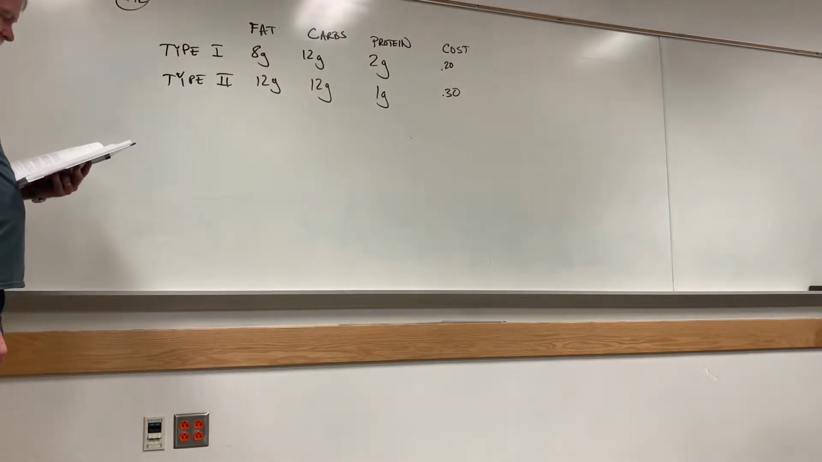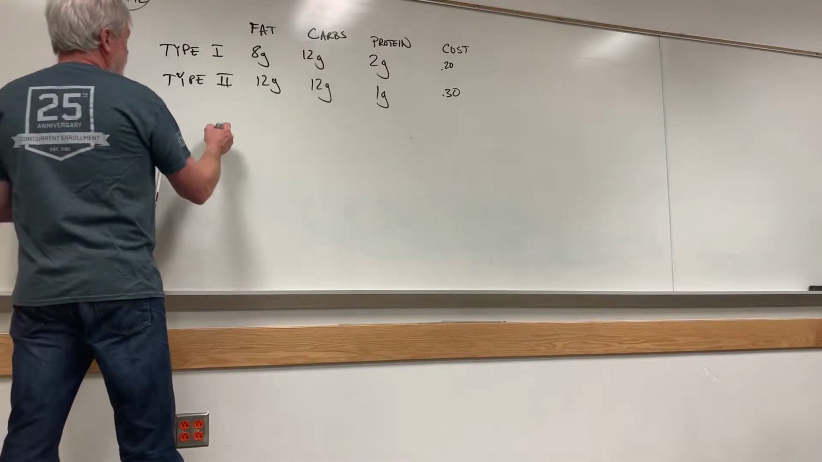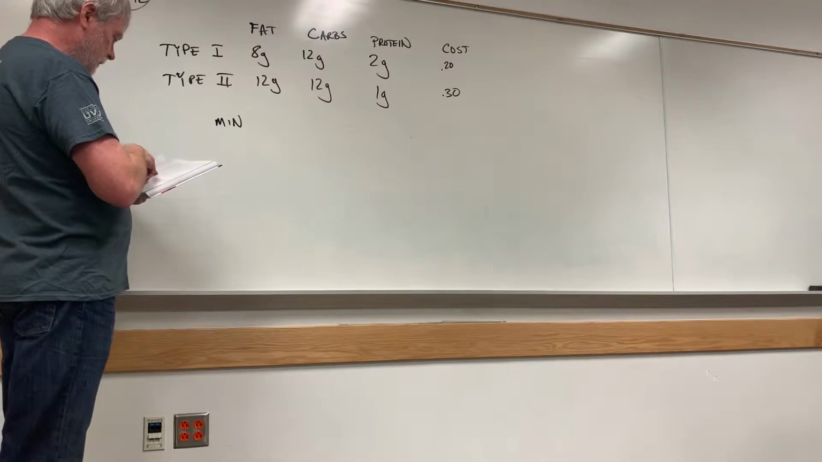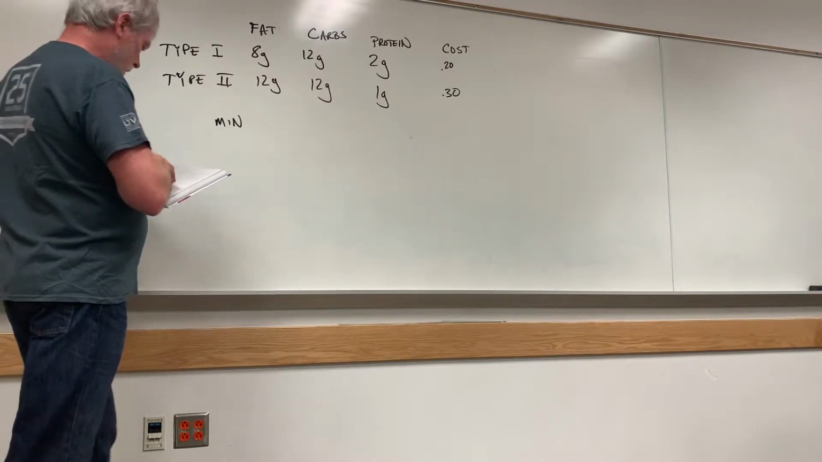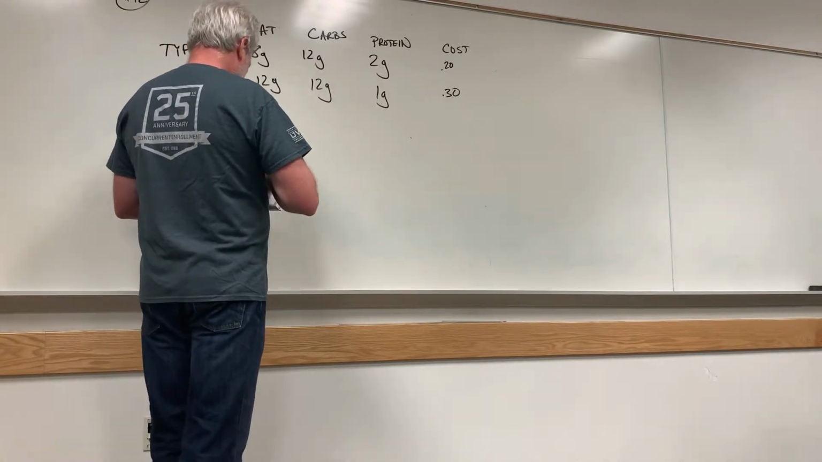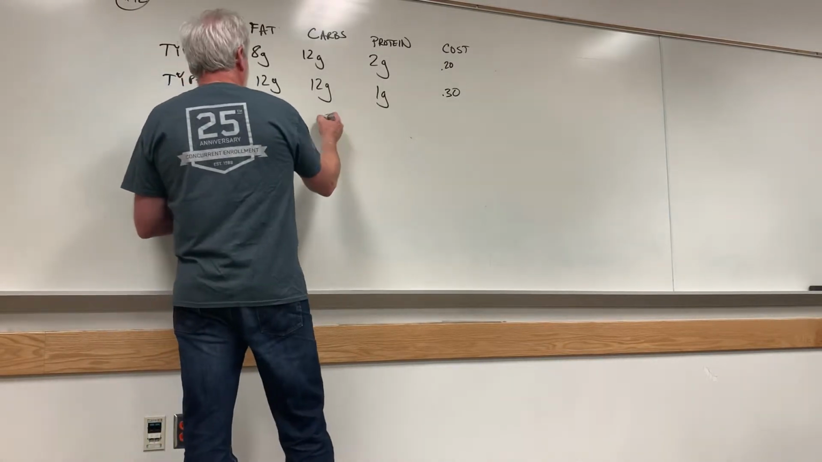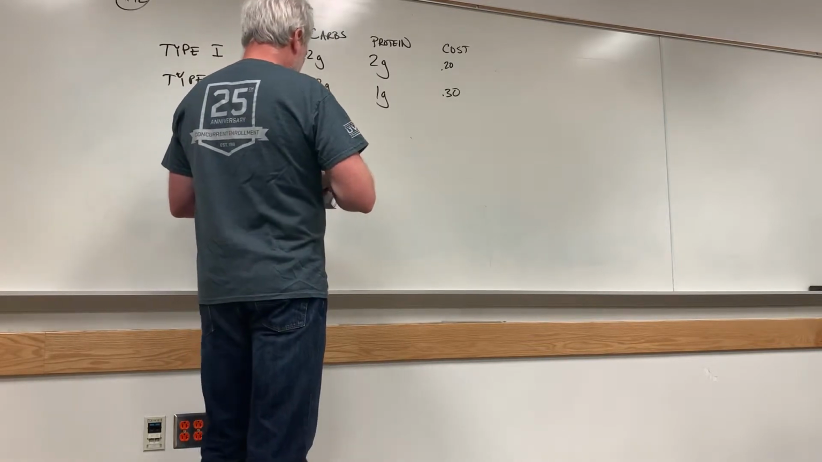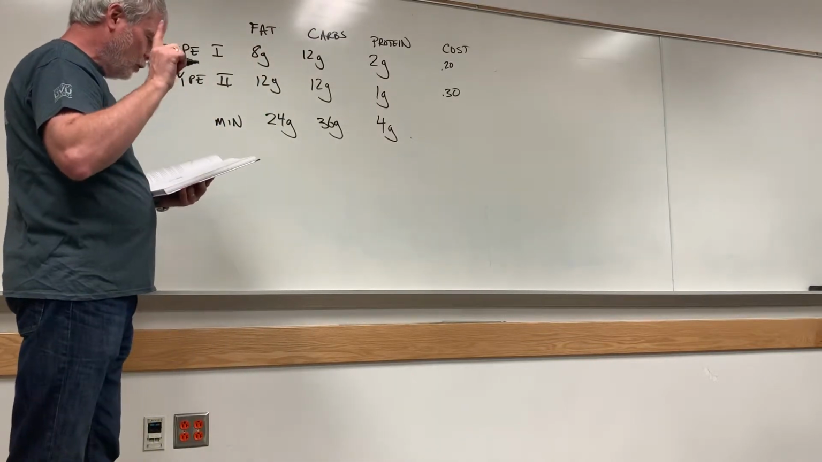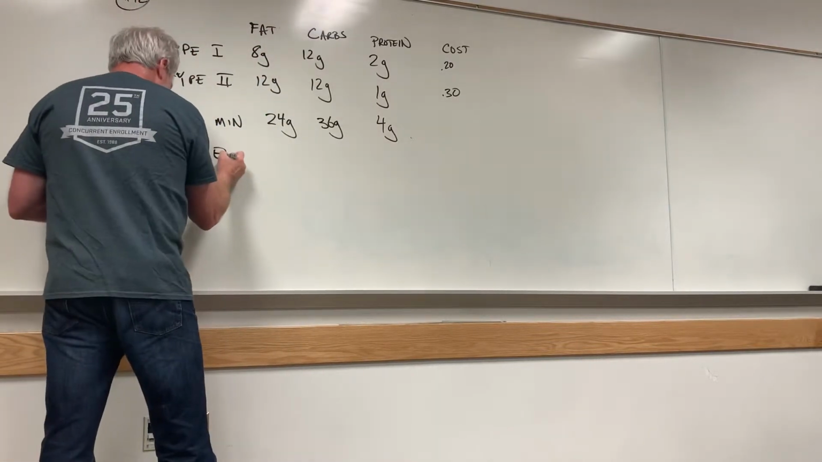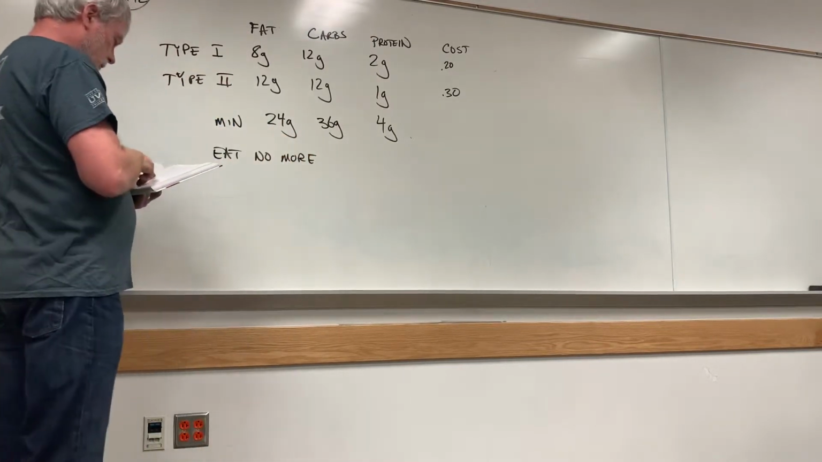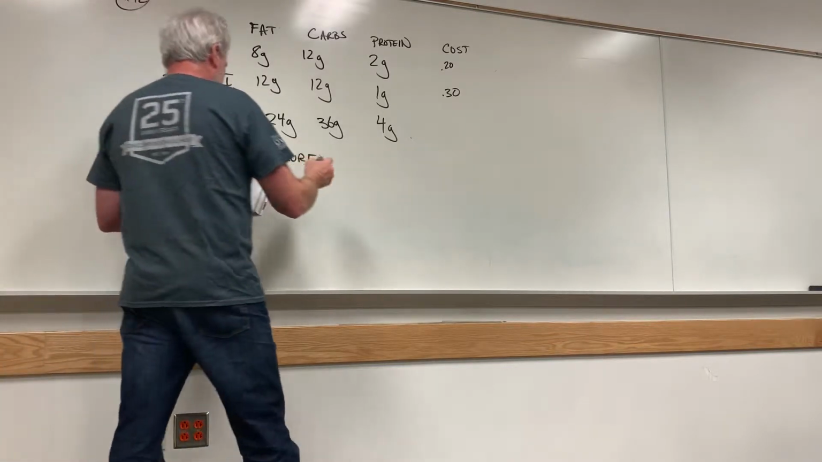Each rabbit receives a daily minimum. So this is minimum. A daily minimum of 24 grams fat, 36 grams of carbs, and 4 grams of protein. But they eat no more than 5 ounces of food per day.